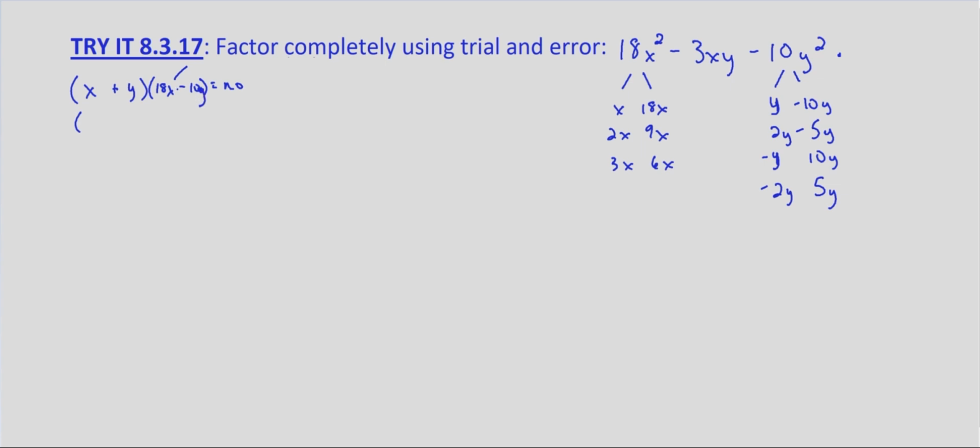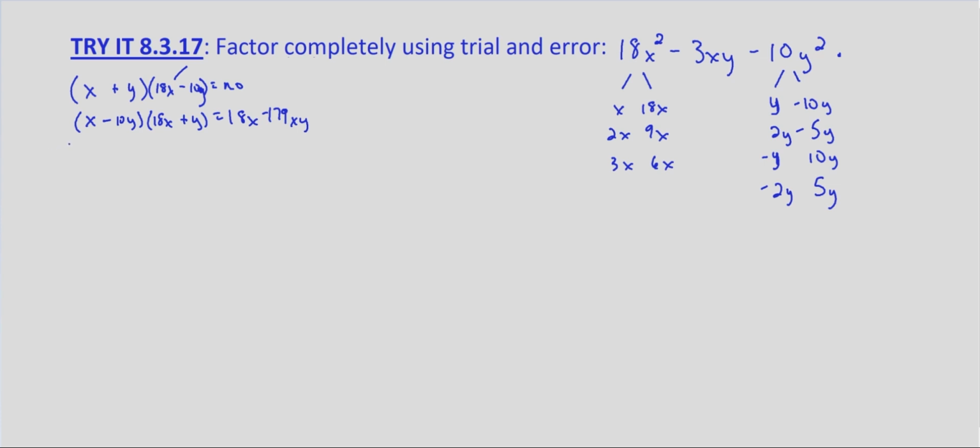I said it, but I didn't write it. So 18x minus 10y. So now we'll swap those, x minus 10y times 18x plus y. There's no common factors with that, so we know that it might work. So 18x squared plus xy minus 180xy, that's minus 179xy. So we automatically know that this is a no. We don't even need to multiply the last term. We know it's going to be minus 10y squared anyways. So now I'll go on to the next one.